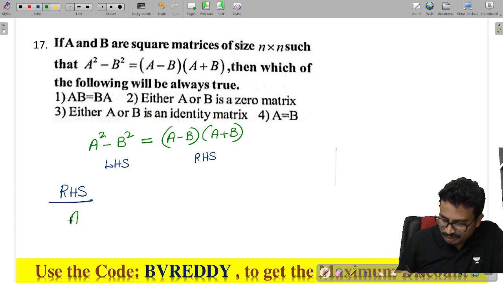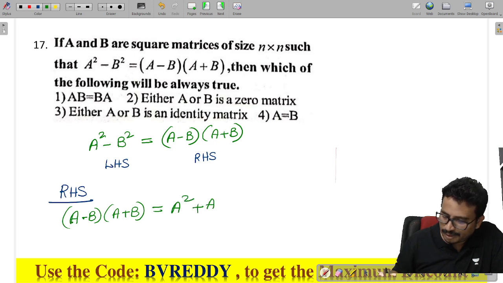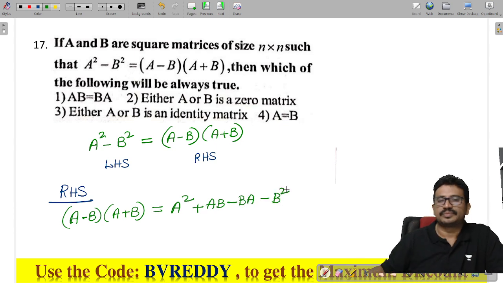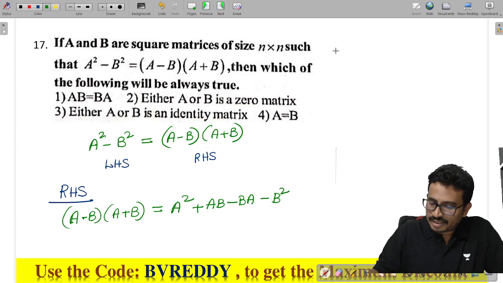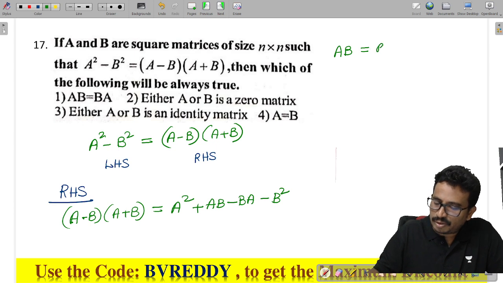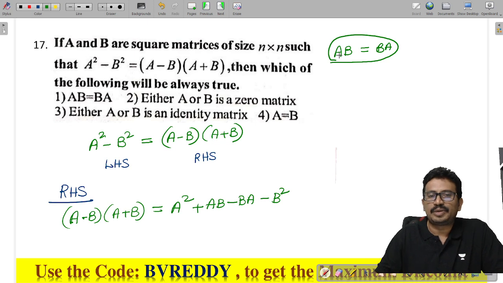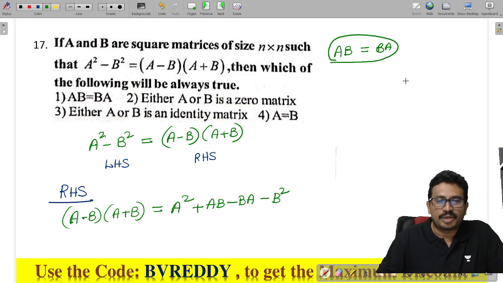Look at this now: A minus B into A plus B. If I multiply this, A into A is A square, plus AB minus BA minus B square, isn't it? In general for matrices, this AB may be equal to BA, may not be equal. It need not be equal.